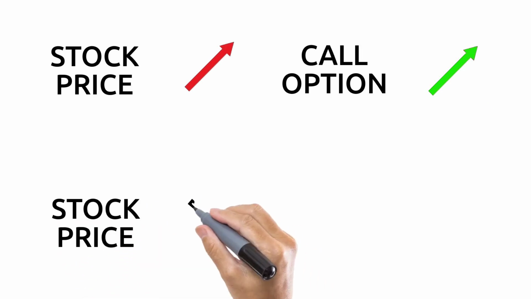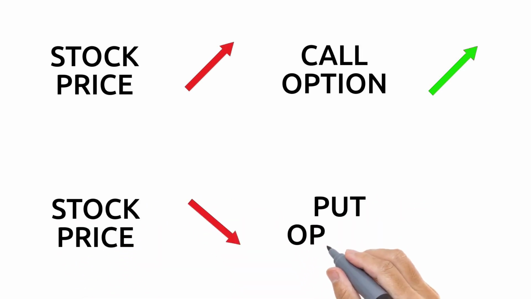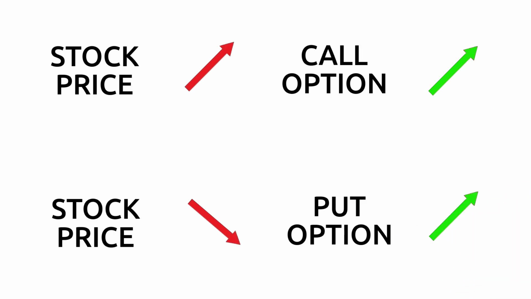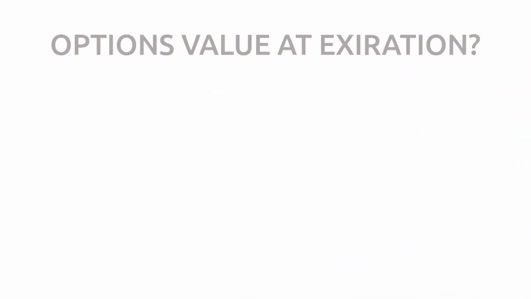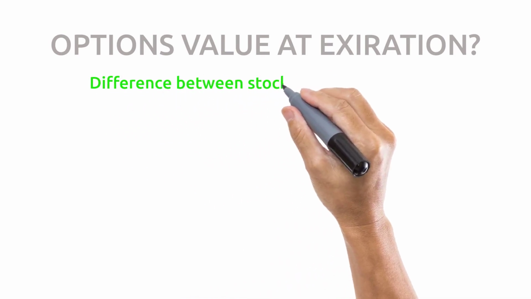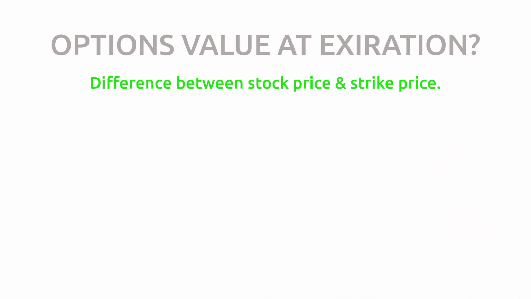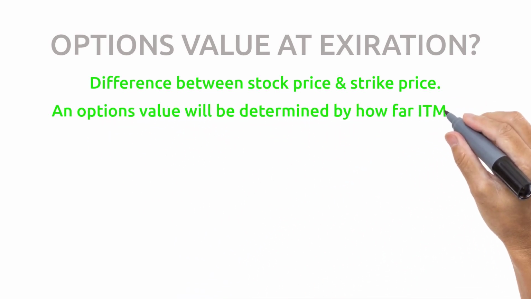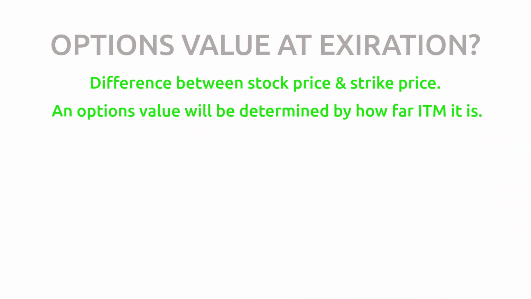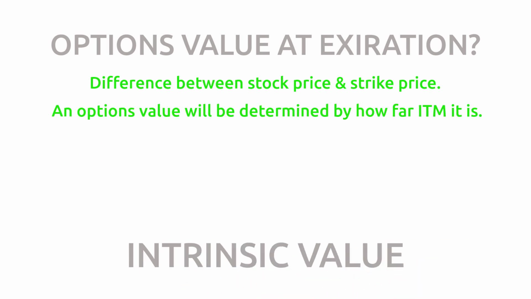And if you own a put option and the stock price falls, then that put option will increase in value. It will simply be worth the difference between the stock price and the option's strike price. Put simply, the option's value will be determined by how far in the money it is. This is intrinsic value. An option will simply be worth its intrinsic value at the expiration date.